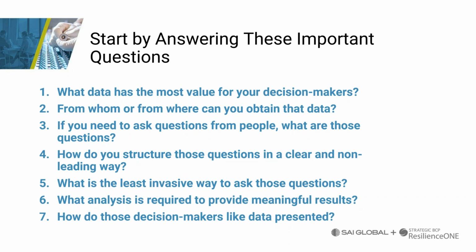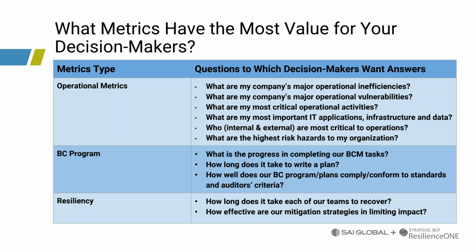Okay, so when we go on to the next area of our plan, what are the metrics that have the most value for our decision makers? Here's a bunch of questions that I put by metrics type. For operational metrics, you can see here, what are my company's major operational inefficiencies or vulnerabilities? When I'm looking at business process, I can map that, and I can look at single points of failure. I can look at where there are excessive manual handoffs. That's all around the BIA and the mapping of business process. Vulnerabilities are easily captured within our risk assessment.